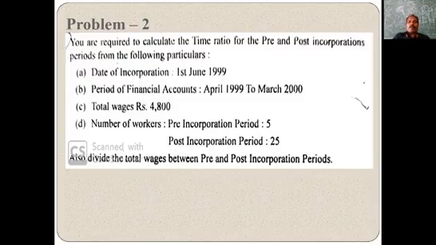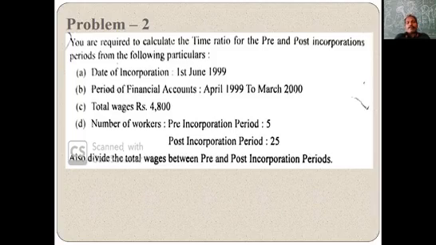Then move to problem number 2. You are required to calculate the time ratio for the pre and post incorporation period from the following particulars. The date of incorporation is 1st June 1999. Period of financial accounts is April 1999 to March 2000. Total wages 4,800. Number of workers in the pre-incorporation period 5, post-incorporation period 25. Also divide the total wages between pre and post-incorporation periods.